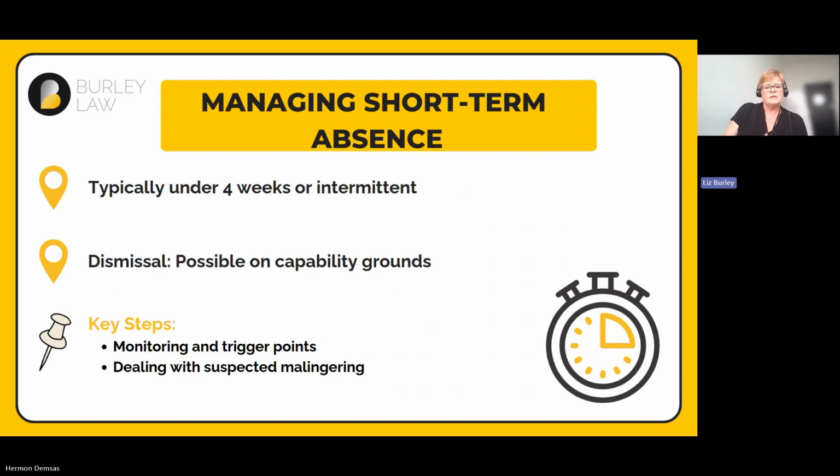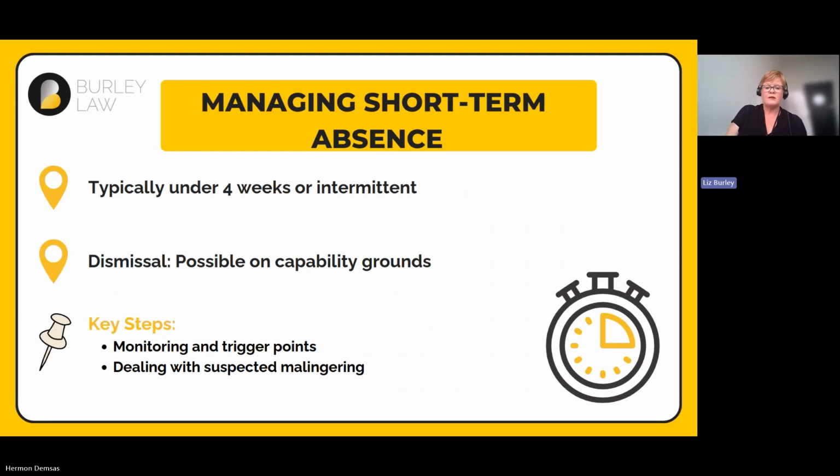Now, there may be a misconception that you can't dismiss somebody if they go off on short-term absence. Well, that's not correct. Dismissal is possible, and usually it'll be a dismissal on capability grounds. Why? Because we're looking at somebody who's not able to sustain the regular attendance at work that is required for your business. Now, there are no hard and fast rules on what a capability dismissal looks like and when absence becomes too much for your business. It's up to you to decide and set those rules.